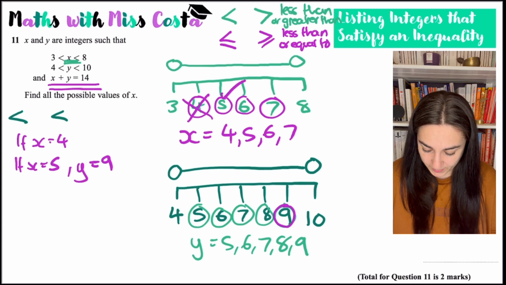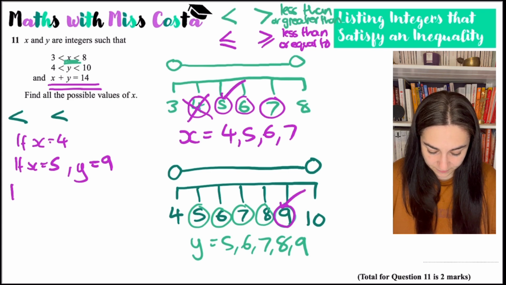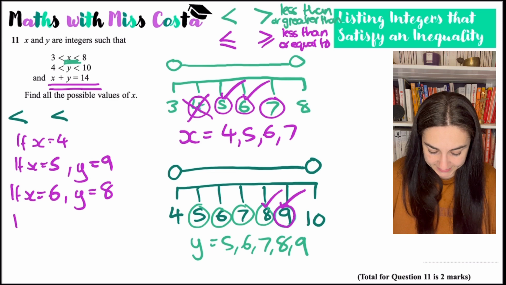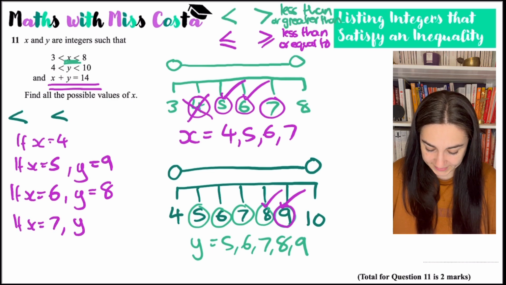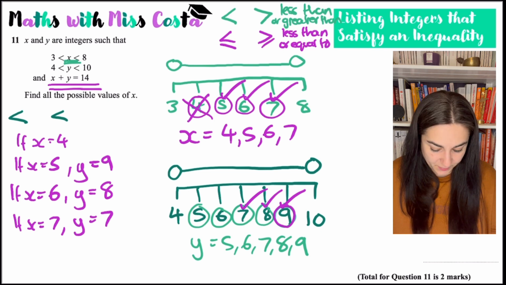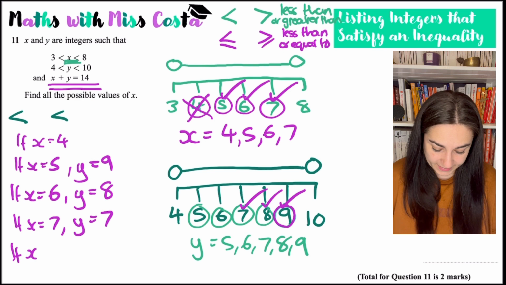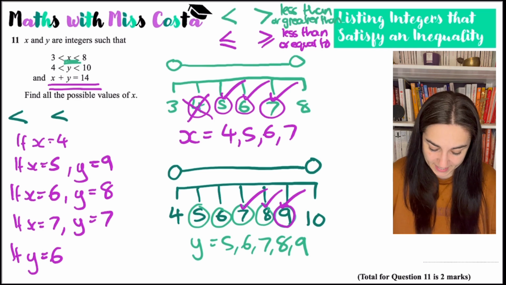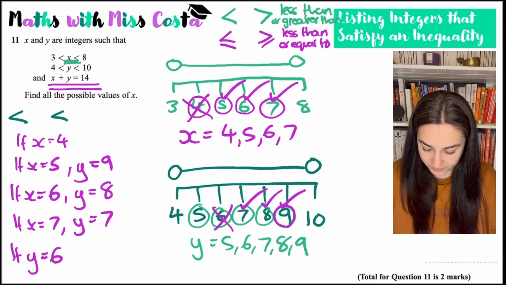Now let's try with 6. So if x is 6, 6 plus 8 gives me 14. So that could also work. And if x is 7, y could be 7. Is there anything else that would work? Well, we've run out of x values, so if y is 6, what would I need x to be in order to get to 14? It would need to be 8. So that would not work, and that would not work.